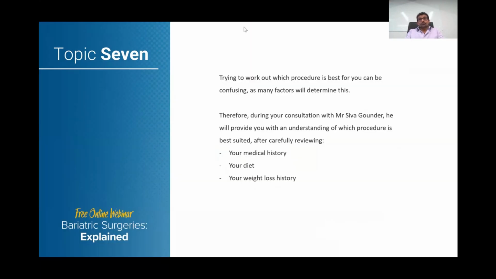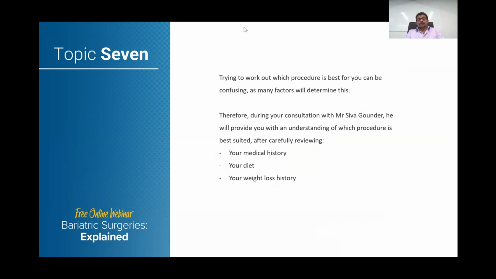We go through the patient's history, we have a good chat, see what their eating habits are, what medical problems they may have, what their starting weight is, and what their end aim is, to where they want to get down to in terms of their weight. So based on that, then we can decide what would be the best option for that individual person, because there's not really one operation that's going to be fixing everybody's problem.